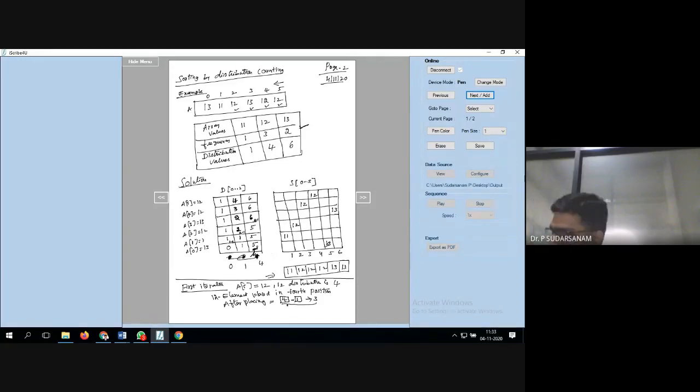How did you get it? From the table. Then you can write it from the table. From the table, you got it. So any doubt about distribution by counting now? Anybody who is having doubt, please let me know.